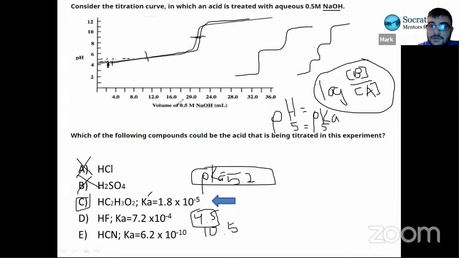So again, first you can cancel out any diprotic products. Then you can cancel out any strong acids because of the equivalence point. Then you have to use the information they give you, which is the Ka. From there you can find the pKa, because you know that the midpoint is where the pH and the pKa are equal. If you know the pH, which you do, it's 5, you can find out what the pKa of this acid is. And then you just have to match which of these answer choices has the closest pKa, which is C.